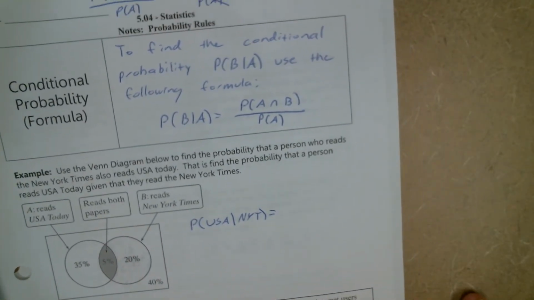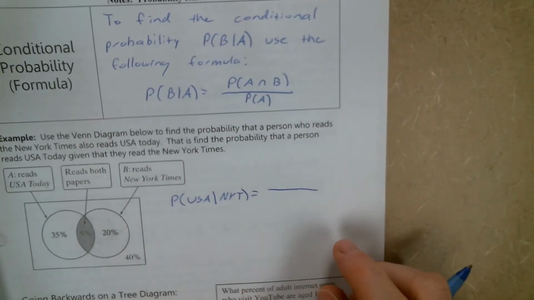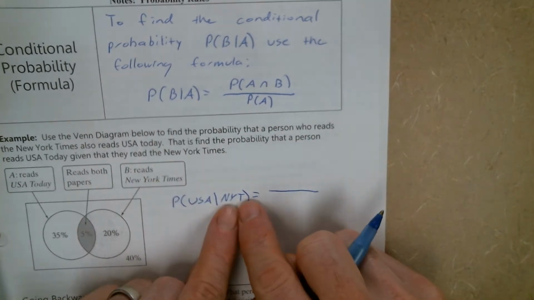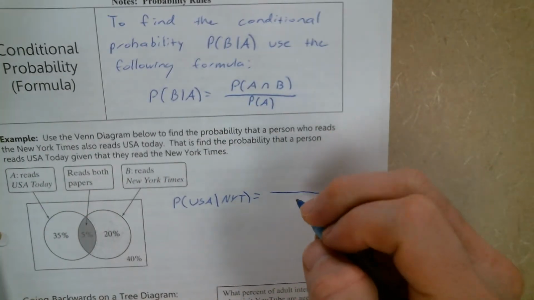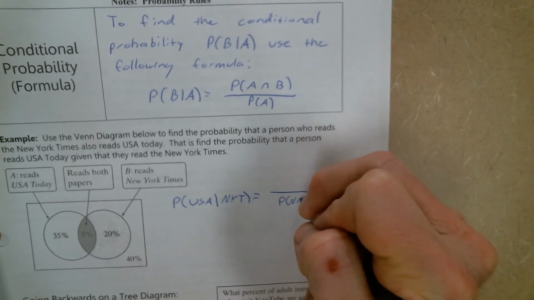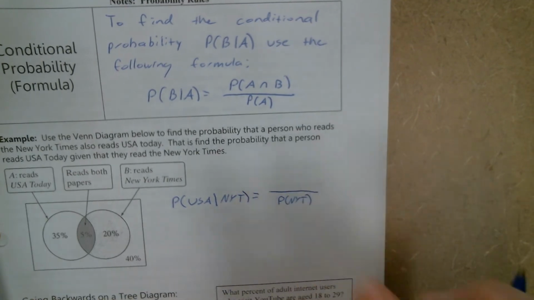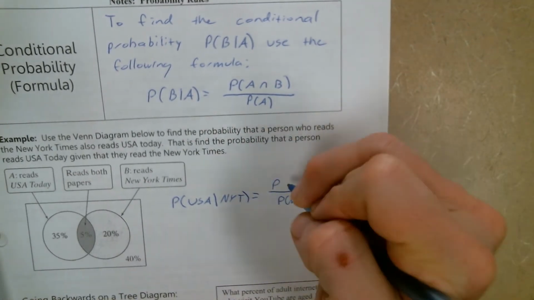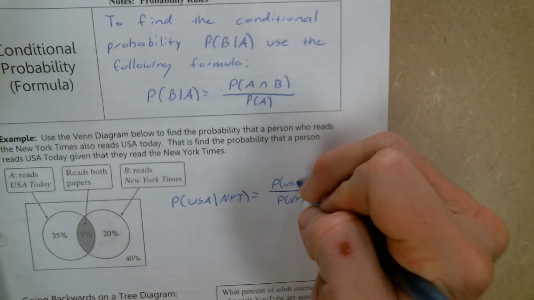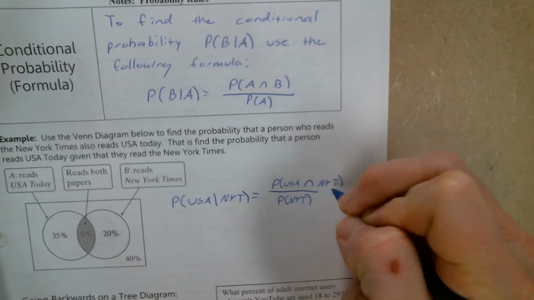Now, using our formula here, we can see that the given goes to the bottom of our fraction. So whatever is given here is going to the bottom of our fraction. So down here is going to be the probability of reading the New York Times. And then the top here is both of them. So what's the probability of USA Today and the New York Times?